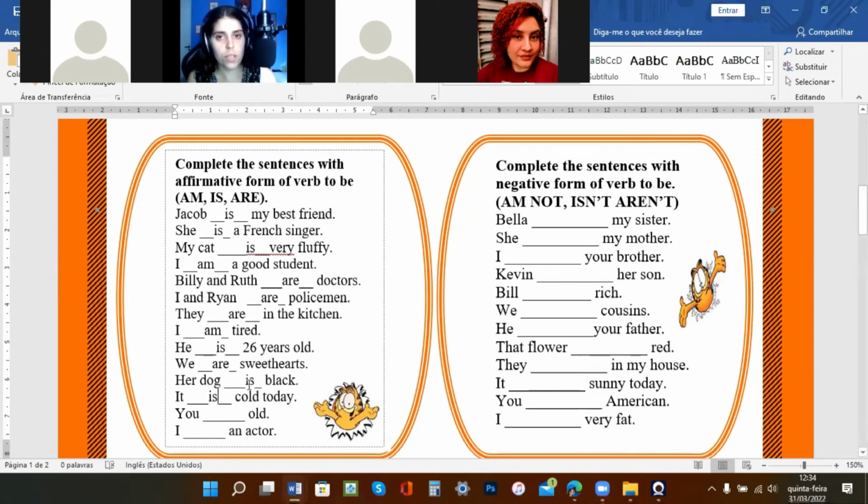Priscila: It is cold today. Mr. Amaro, one more time. You are old. You are old. Let's finish it. Tatiane: I am an actor. I am an actor. People, do you have any question here? No question? So the vocabulary, you know all the words that we have here.